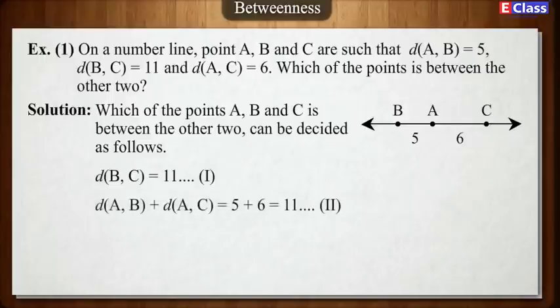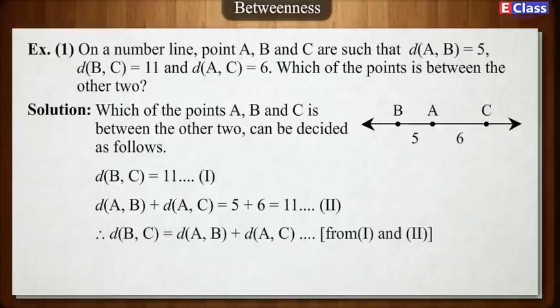Distance of AB plus distance of AC is equal to 5 plus 6, which is equal to 11. Let us mark this equation as 2. Therefore, distance of BC is equal to distance of AB plus distance of AC, from equation 1 and 2. Point A is between point B and C.